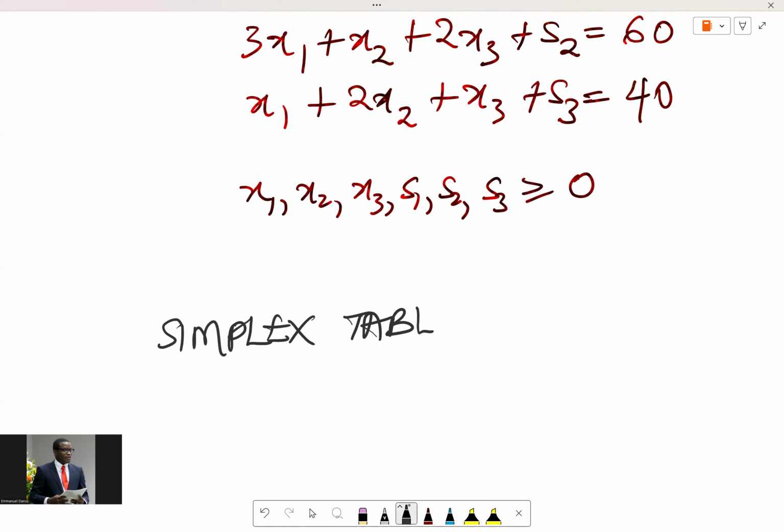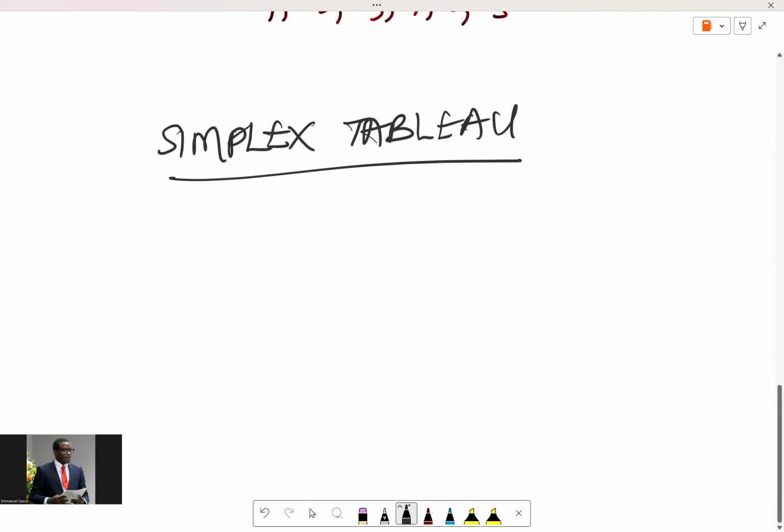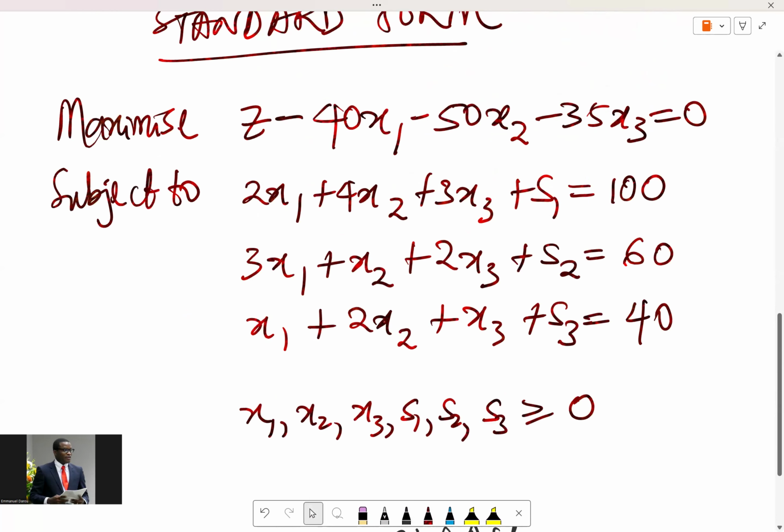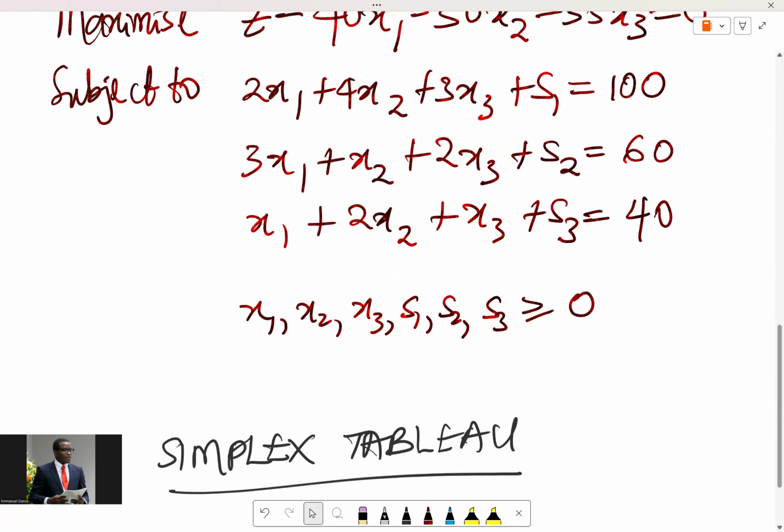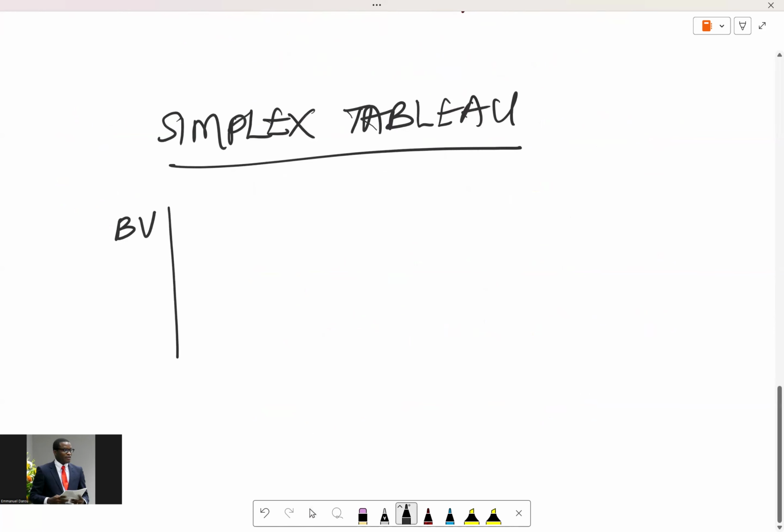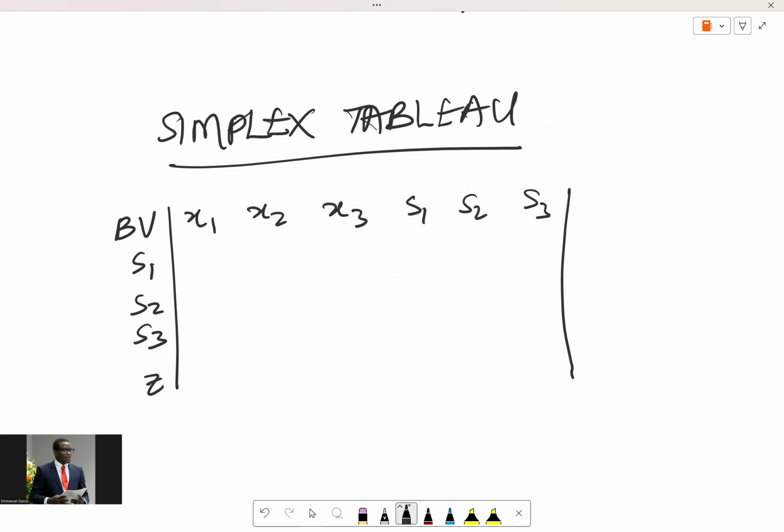Simplex tableau. Okay. Now, of course, we start with the basic variables. The basic variables will be S1, S2, and S3. And of course, by the side, we also have Z. So here we have X1, X2, X3, then S1, S2, and S3. Then B, that's the right hand side.